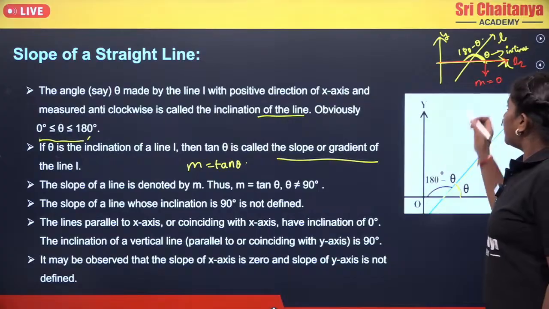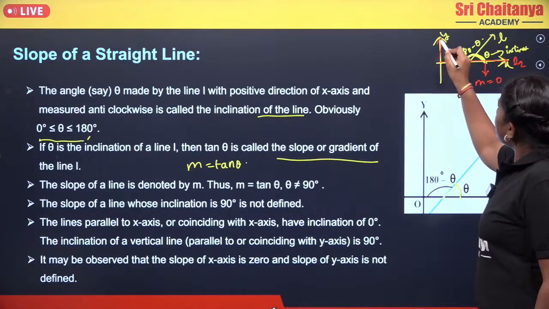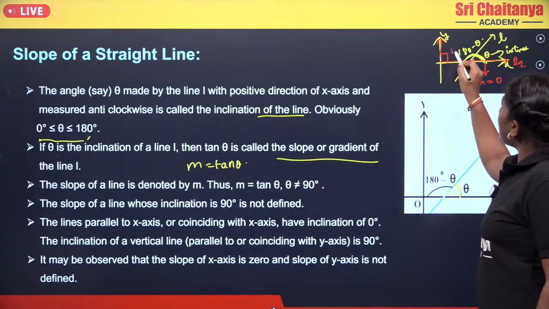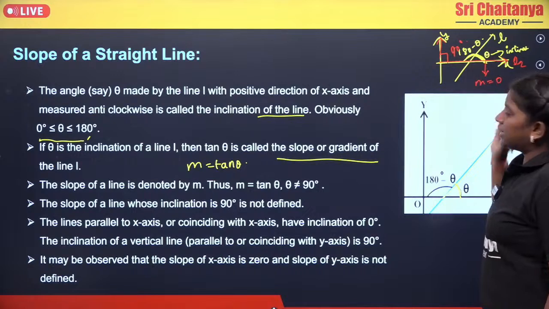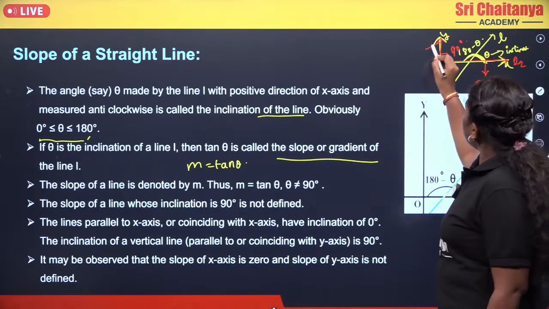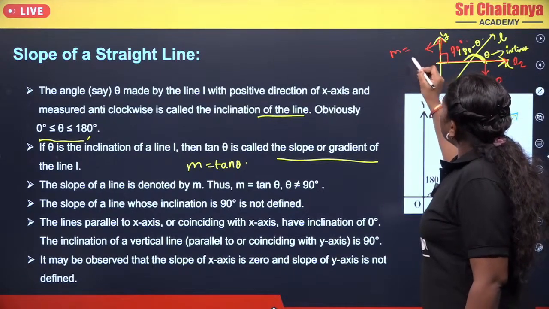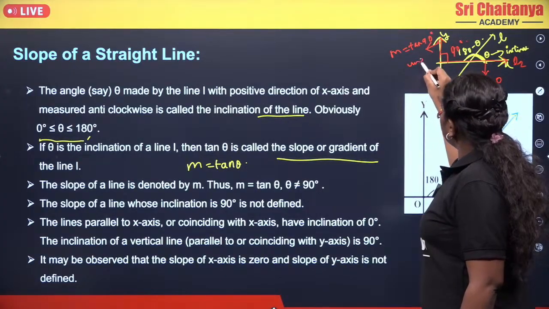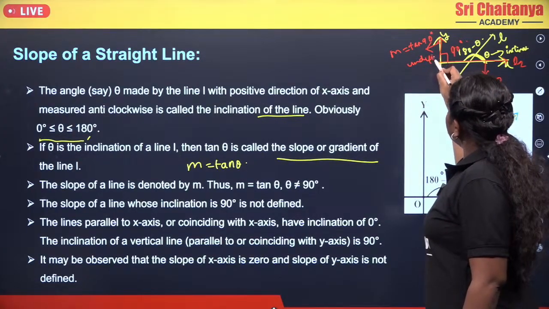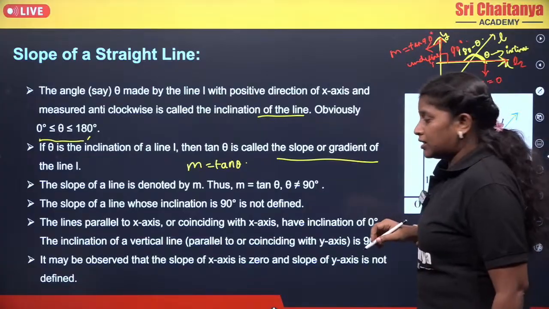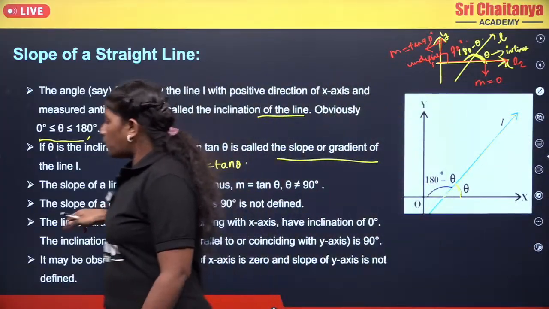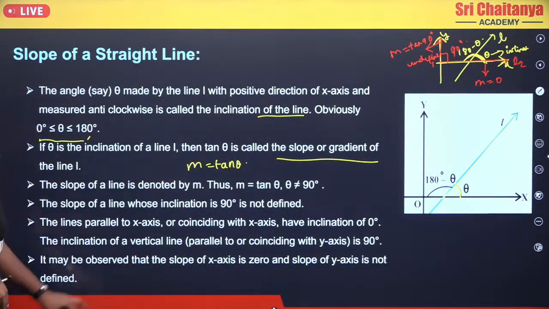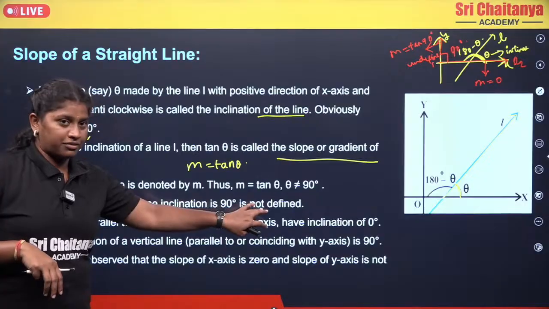Now if the line falls on the y-axis, then what will the angle be? The angle will be 90 degrees. And then what will the slope become? m will become tan 90, which is undefined. So we say that the slope of a line having an inclination of 90 degrees is not defined.